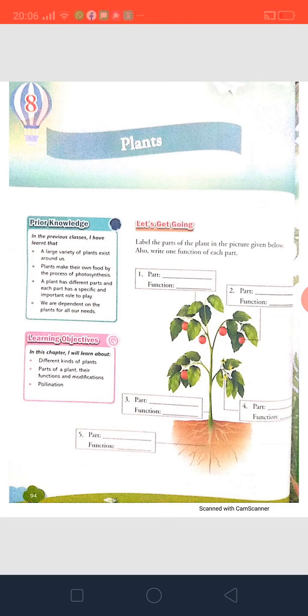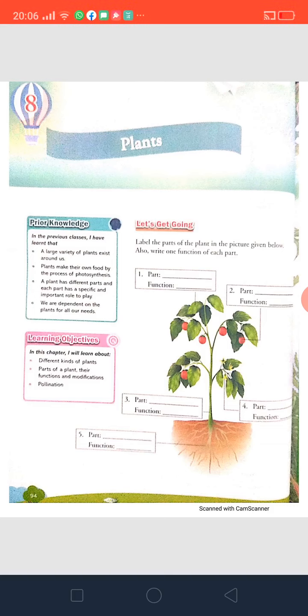Most of the students make mistakes in the spelling of stem. They always write STEAM, that is steam. Steam means when water changes into water vapor, then it is known as steam. Here, the part of the plant is known as stem, STEM, stem. And so you have to write down the function of the stem. Stem helps in keeping the plant straight. Very good.